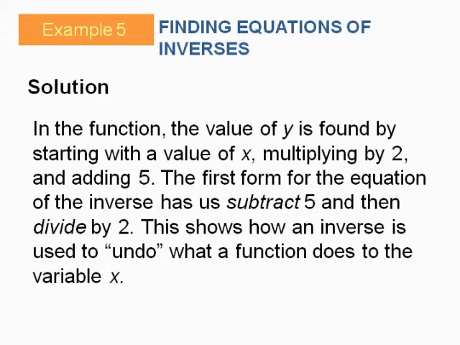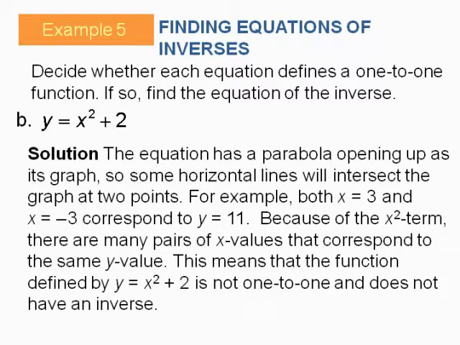All right, so in the function, the value of y is found by starting with a value of x, multiplying by 2, and adding 5. The first form of the equation of the inverse has us subtract 5 and then divide by 2. This shows how an inverse is used to undo what a function does to the variable x. I like that word, undoes, again.